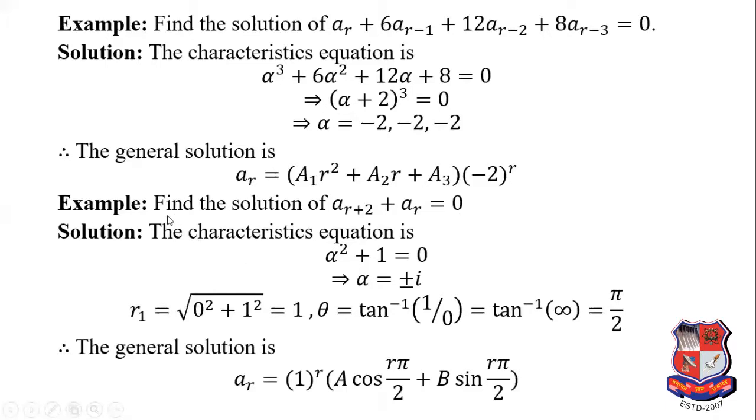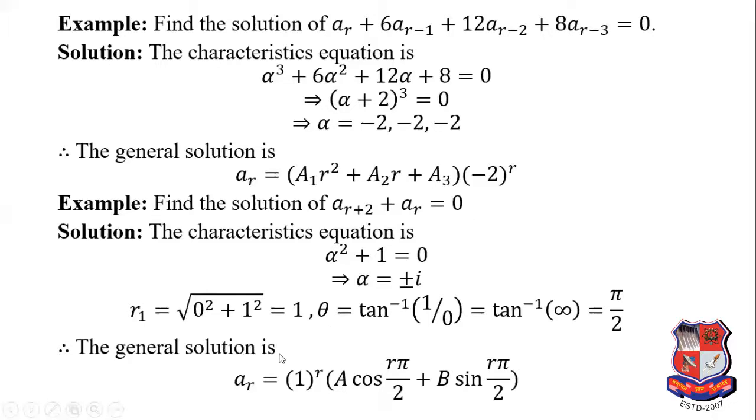And the next example is find the solution of a_(r+2) plus a_r equal to 0. So the characteristic equation is alpha square plus 1 equal to 0, where the roots are plus or minus i. So here we have the complex root. To write down the solution for that, first of all, we need to find the value of R1 and theta. The value of R1 is equal to square root of real part square plus imaginary part square. Real part is 0, imaginary part 1. So we'll get R1 equal to 1, and theta is equal to tan inverse of 1 upon 0, which is nothing but infinite. So we'll get pi by 2 as the value of theta.